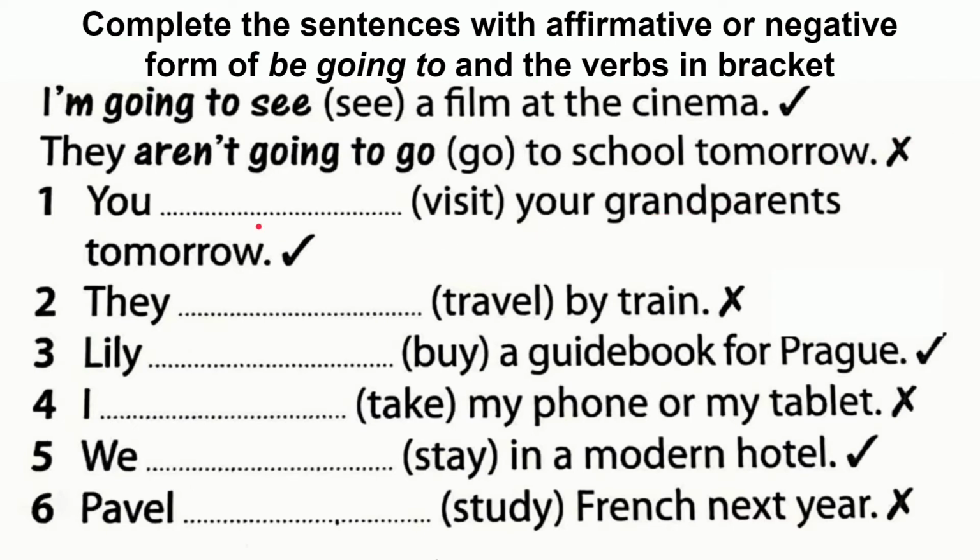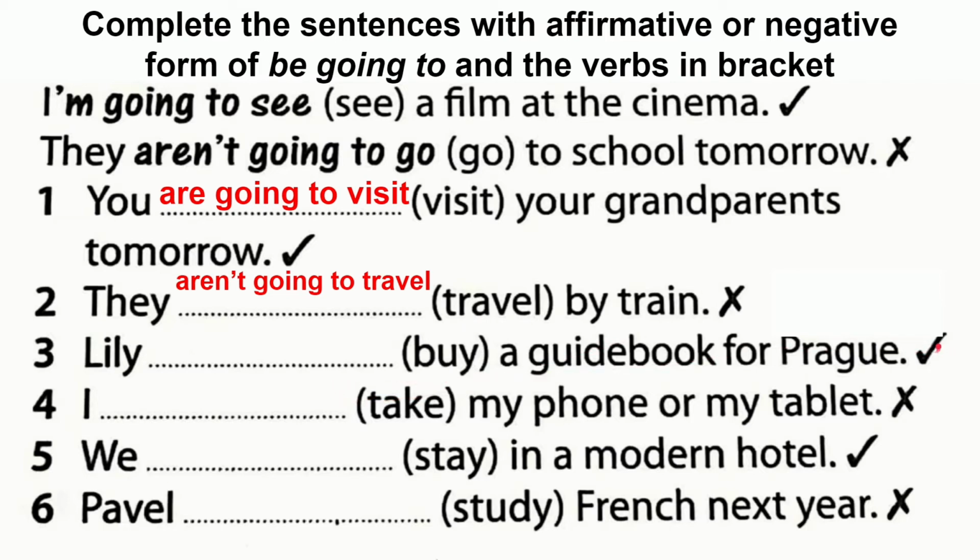Okay. You with a tick, you are going to visit your grandparents tomorrow. You are going to visit. Okay. With a cross here, not. They are, right? They are not going to travel by train. Short form, they aren't going to travel by train.